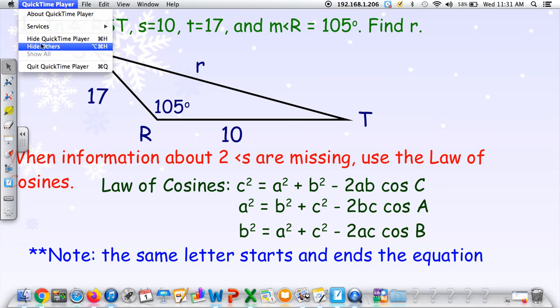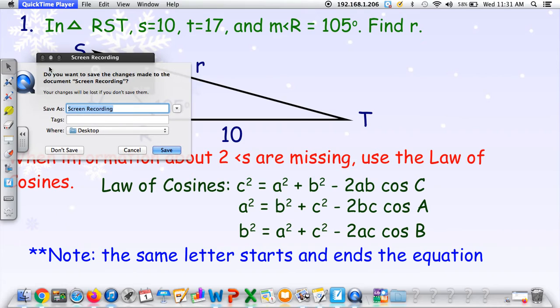So let me go ahead and just name this A21 Law of Cosines. And go ahead and just stop this recording now and go on to slide 2.